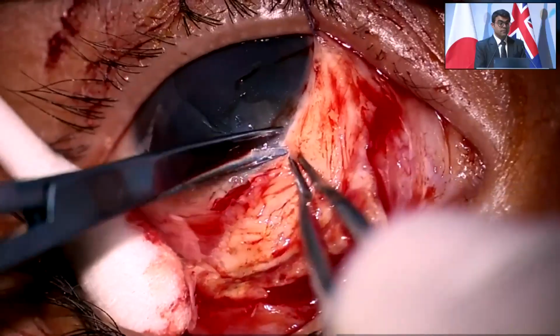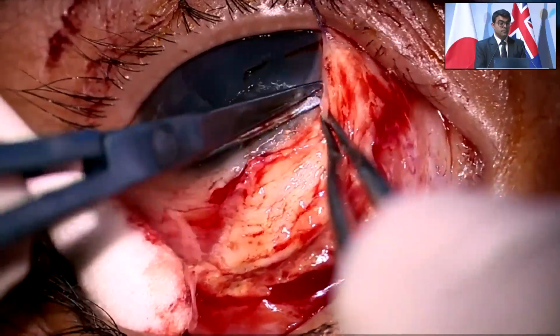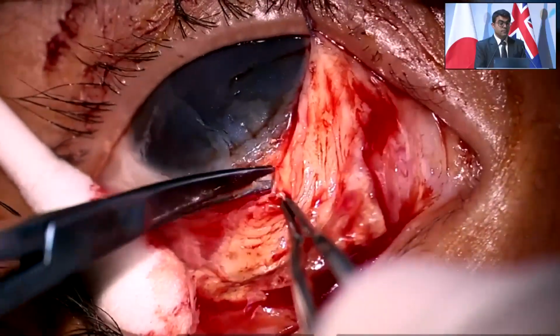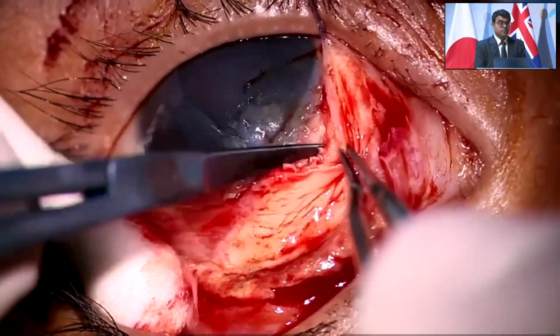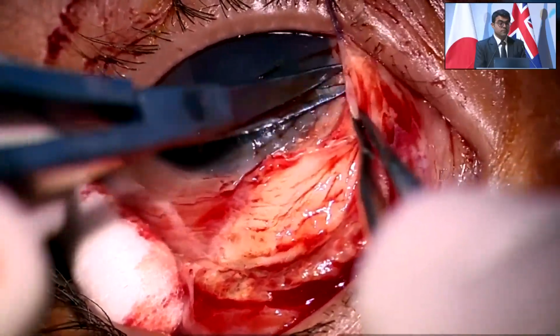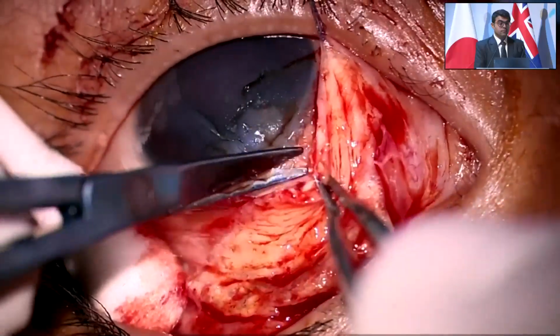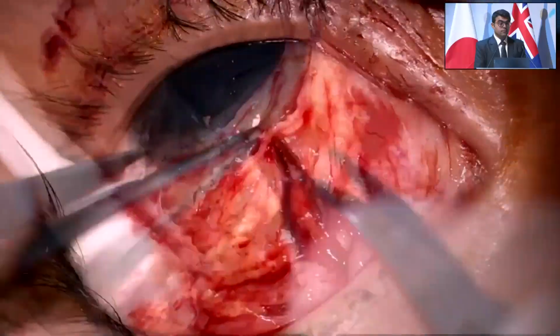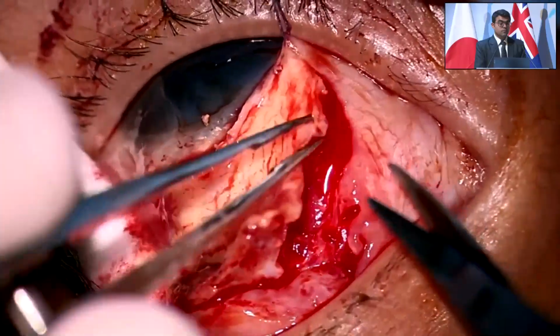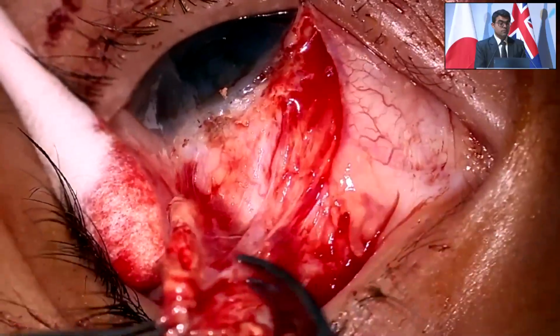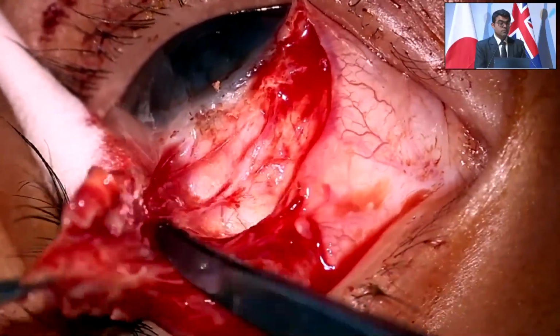The technique is simple, but it requires a lot of patience and thoroughness to completely remove the whole lime particle in toto. Since the patient presented early, the plaque is limited to the subconjunctival space, sparing the underlying sclera, and hence has a better prognosis.